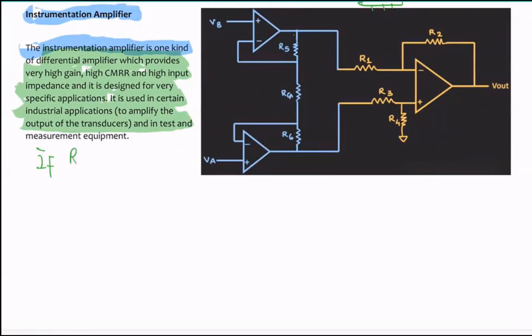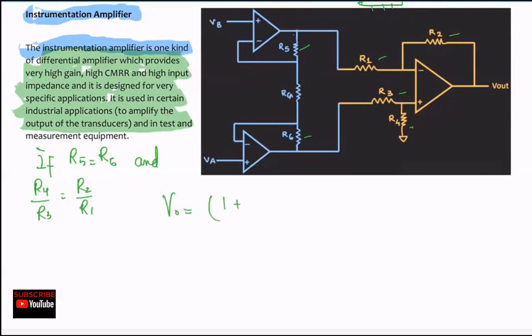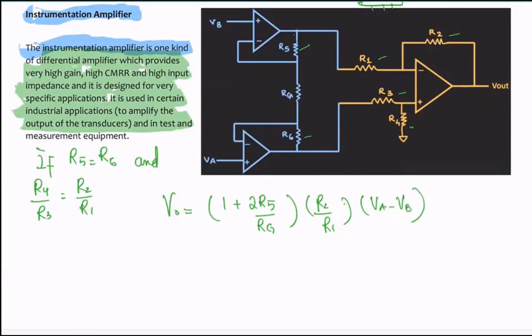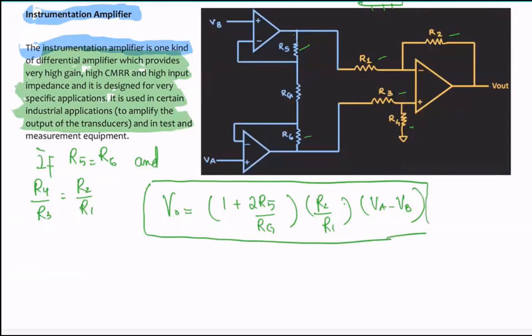If R5 and R6 are the same, and the ratio R4 over R3 equals R2 over R1, then the data sheet says the output voltage equals 1 plus 2R5 over RG times R2 over R1 times VA minus VB. Our goal is to strive for an analysis that helps us identify how we got this equation.